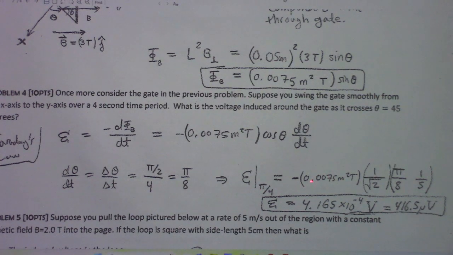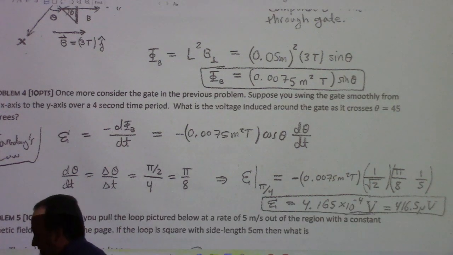So I take the minus 0.075 meters squared Tesla, times pi over 8 per second, and 1 over square root of 2, which is the cosine of 45 degrees, times that. And so I get my induced voltage of 4.165 times 10 to the minus 4th volts, or if you like, 416.5 microvolts. And this is the magnitude. I dropped my minus for some reason. I wouldn't count you wrong if you put a minus here or put a plus here. If I want to test on the plus or the minus, I'll ask you the direction of the induced current, as we've been talking about in several examples today.